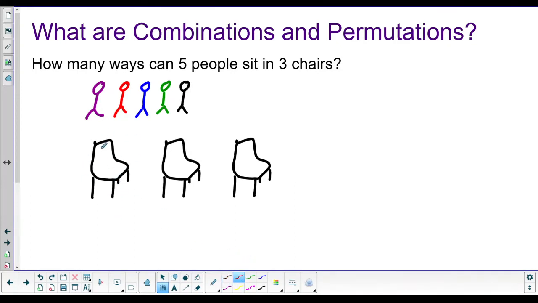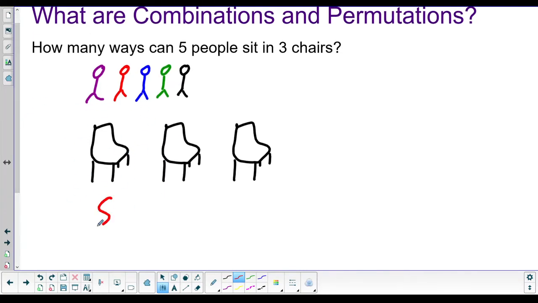Well, we could put 5 here, right? I could put the purple person, the red person, the blue, the green, or the black person in this first chair. So we have 5 options. Wonderful. So if I pick one of these people to go in the chair, then how many options are left for this one? Well, one of these people got the chair, so there's only 4 of them left not sitting. So then we have 4 options here.